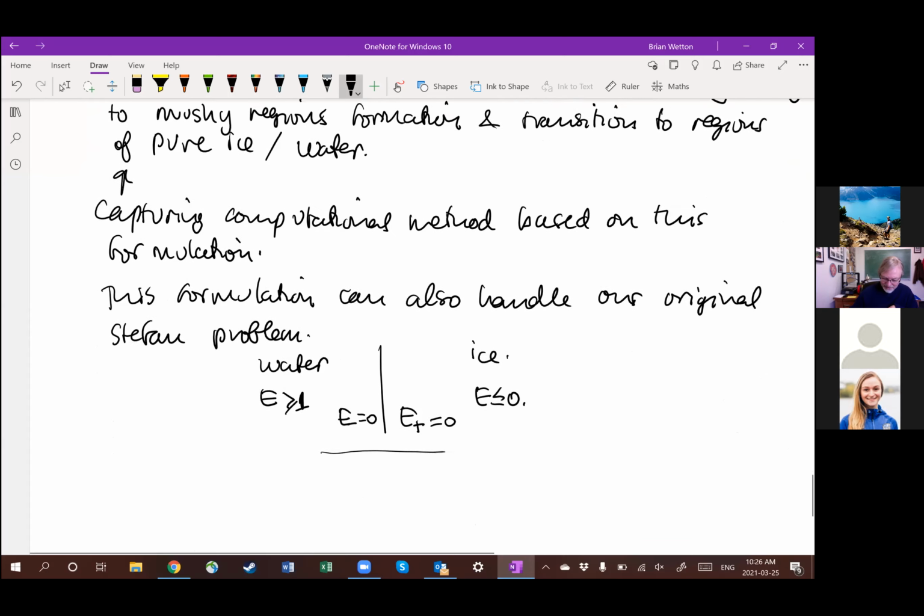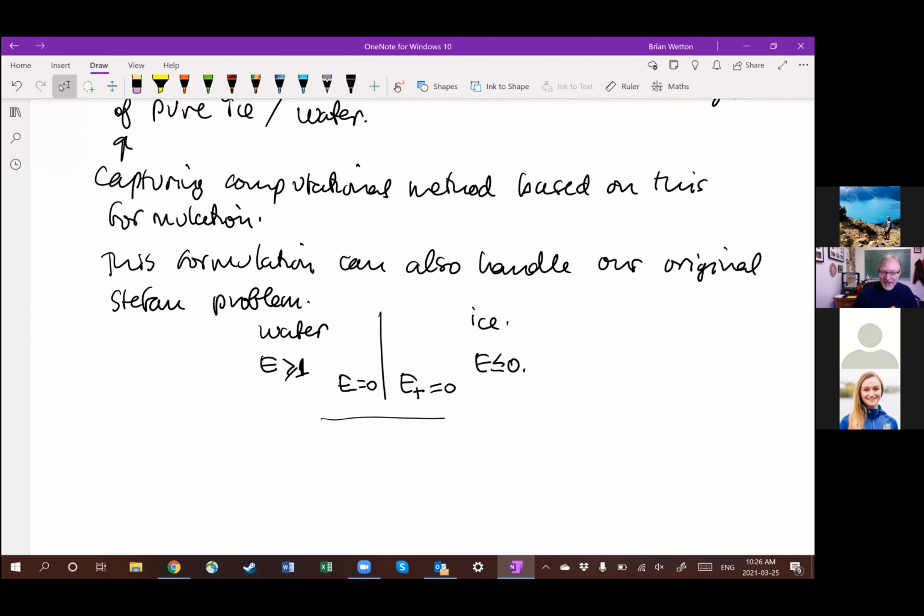So I'm hand waving a little bit, but sometimes with free boundary value problems, you need to track, right? There's no way around it. But when you can have a capturing method, all sorts of things fall into place that are advantageous.